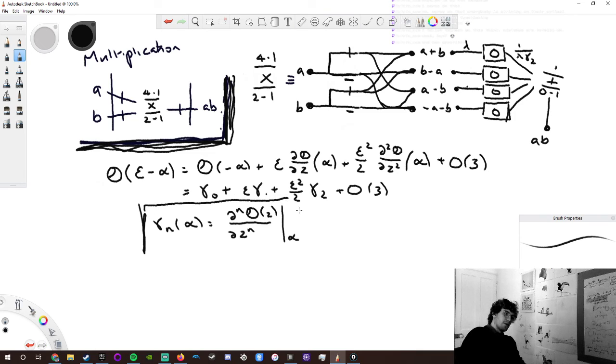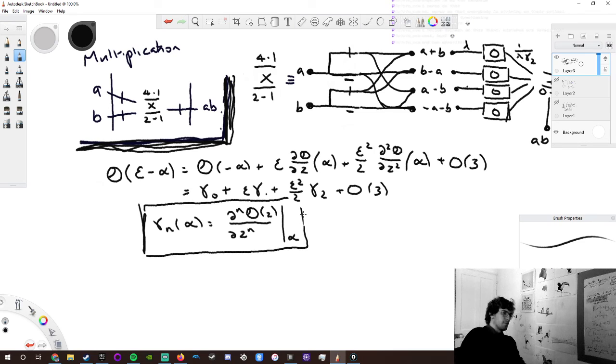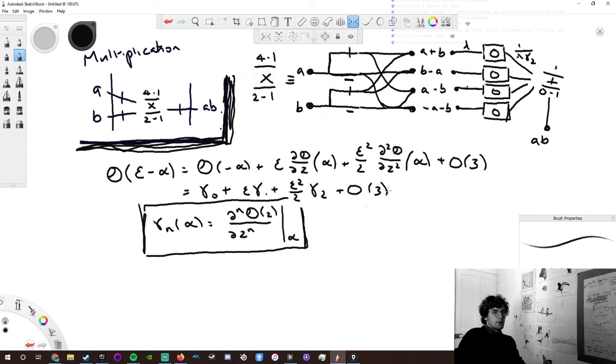Should use a different colour for these boxes, shouldn't I? So, if you were so inclined, while I'm away having lunch, see if you can work out for yourself why this works, and what the value of gamma 2 is. And I will see you in a little bit. Well, no, I won't, but you might see me.